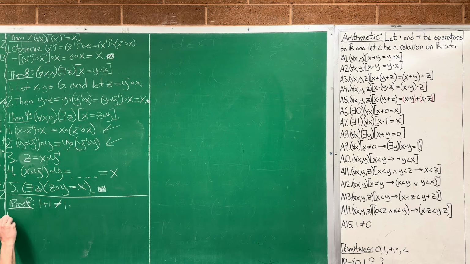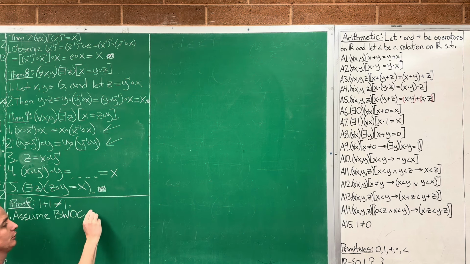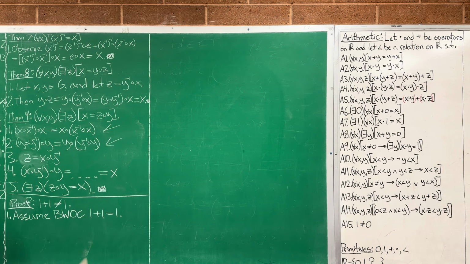Now, what's a good way to try and prove that this is the case? Maybe a proof by contradiction. Assume 1 plus 1 is equal to 1 and get a contradiction. So here's how we write this informally. We write by way of contradiction. That is so common that BWOC is a very common abbreviation that shows up in mathematical proofs. So assume by way of contradiction that 1 plus 1 is equal to 1. Okay, if 1 plus 1 is equal to 1, what do we know?